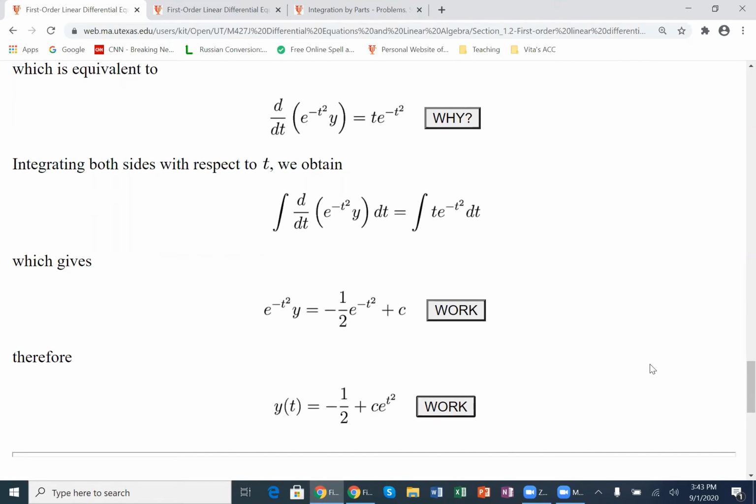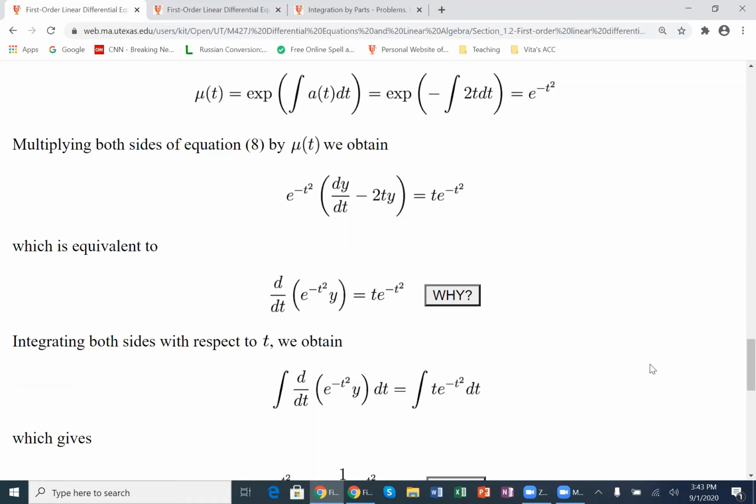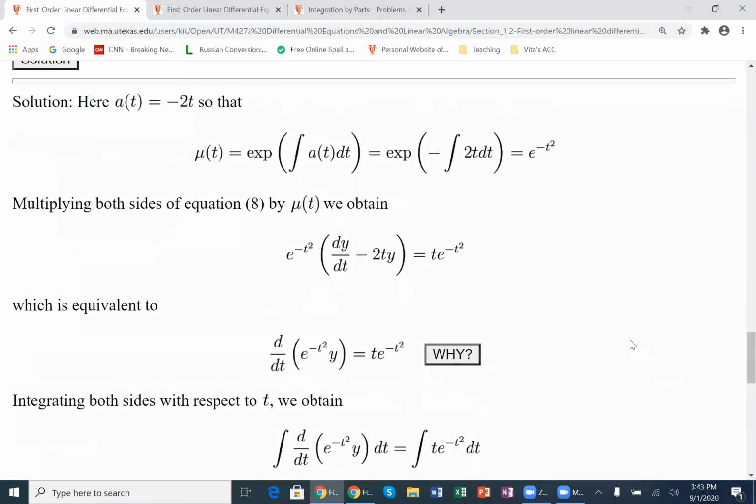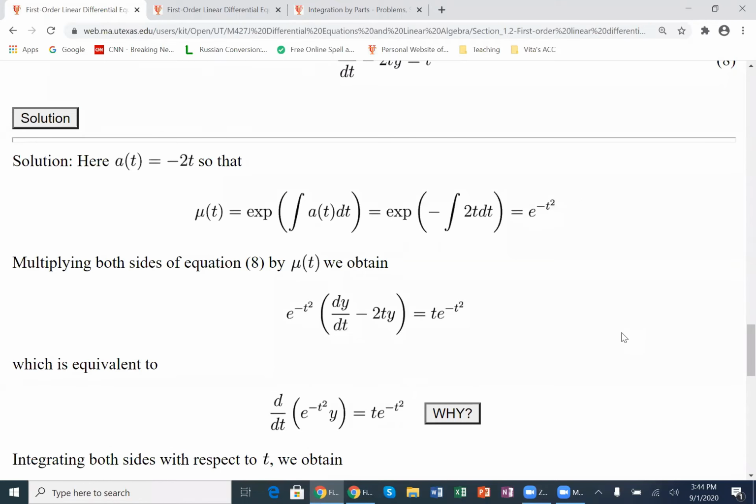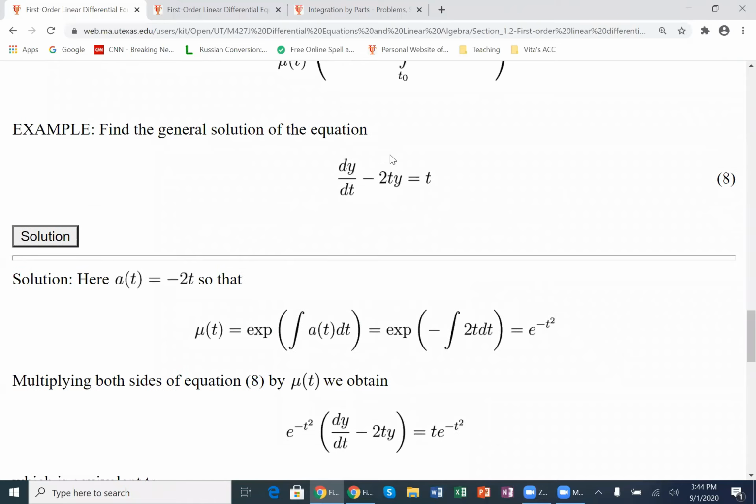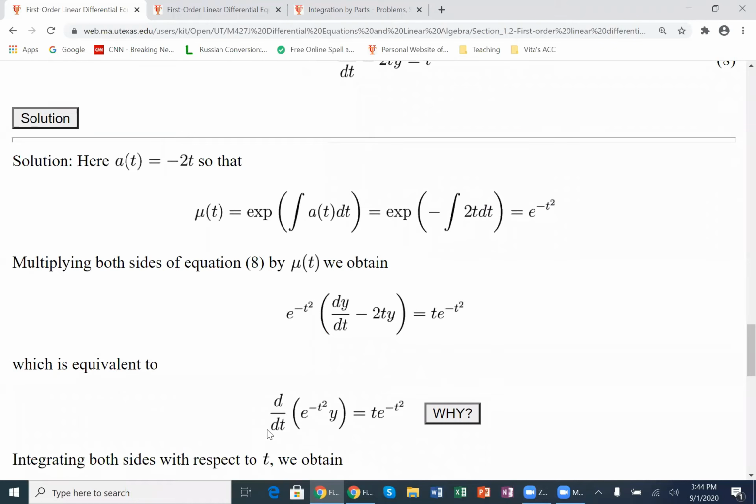Any questions? So would mu basically be our integrating factor? Yes, mu is our integrating factor. The goal of mu is the following. As I said, theory says that if we multiply the left-hand side by mu, this expression can be rewritten as derivative of mu times y.